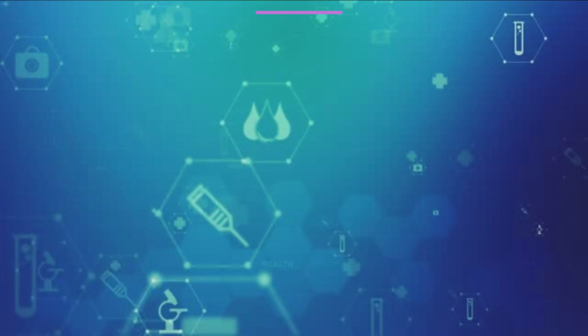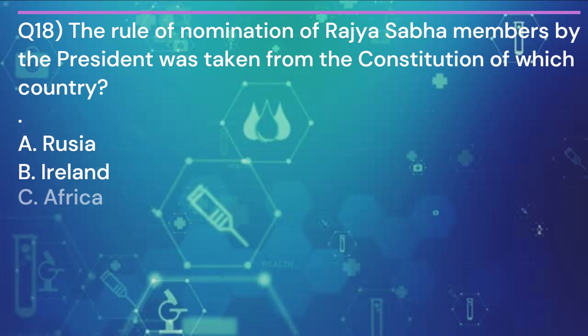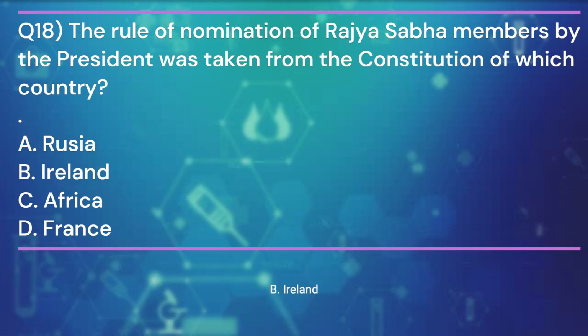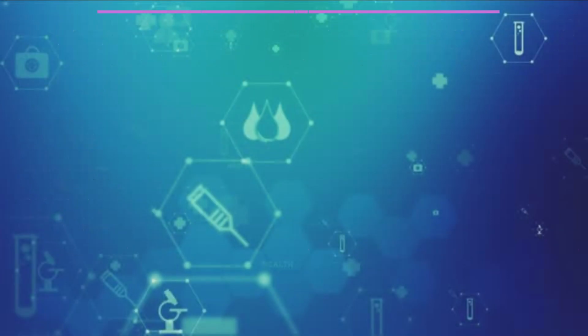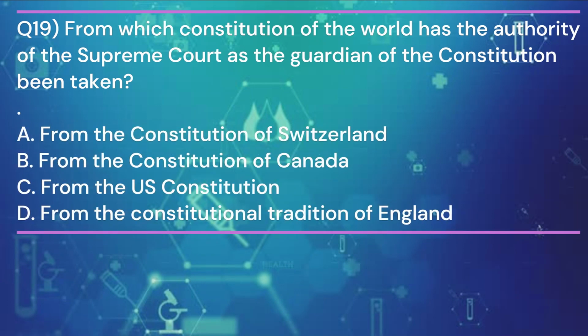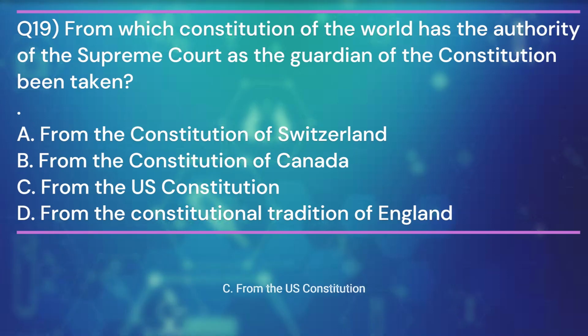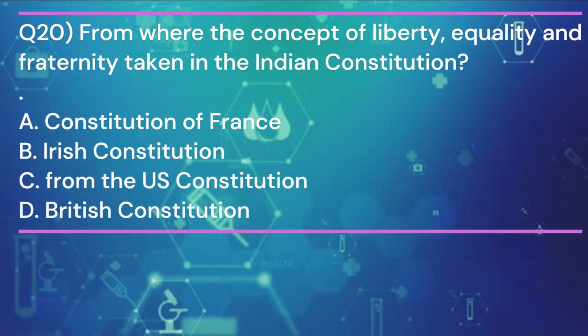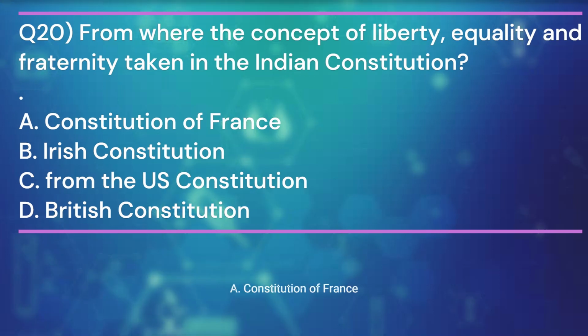Ireland. Question 18. The rule of nomination of Rajya Sabha members by the President was taken from the Constitution of which country? And the answer is B. Ireland. Question 19. From which constitution of the world has the authority of the Supreme Court as the guardian of the Constitution been taken? And the answer is C. From the US Constitution. Question 20. From where the concept of liberty, equality and fraternity taken in the Indian Constitution? And the answer is A.